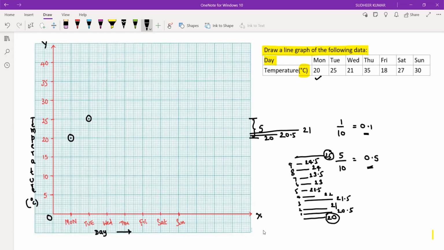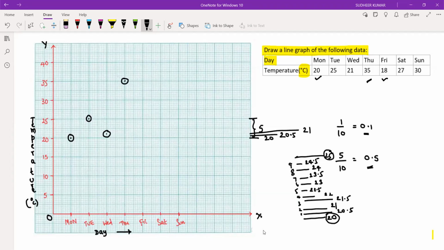Got it? So since Wednesday's temperature is 21, 20, the next small line is 20.5. So the second line is 21. So this is 21 degrees Celsius. Similarly, the next one is Thursday, 35 degrees Celsius. 35 we can directly mark here.